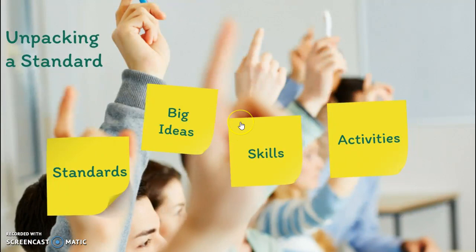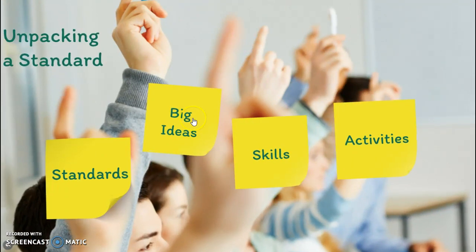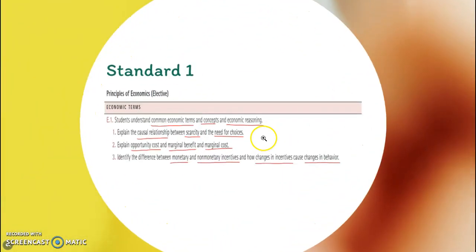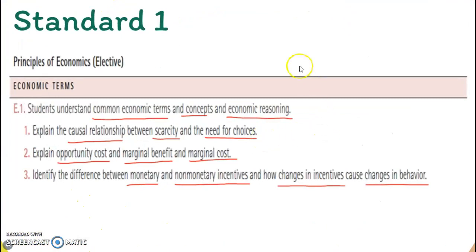Okay, let's come out and take a look at the big ideas. If we go in, first of all, and have a look at Standard 1. Standard 1 is students understand common economic terms, concepts, and economic reasoning. The terms and concepts part of that is reasonably straightforward. This is where they're looking at some of the really important vocabulary. And if you look at sub-skill 1, 2, 3, you can see scarcity, need for choices, opportunity cost, marginal benefit, marginal cost, those kinds of things. So that's the very basic economic vocabulary that they need, and the concepts as well.